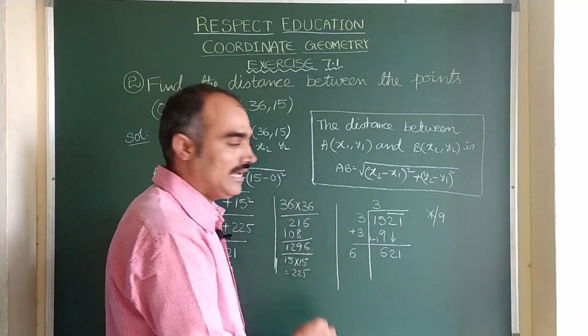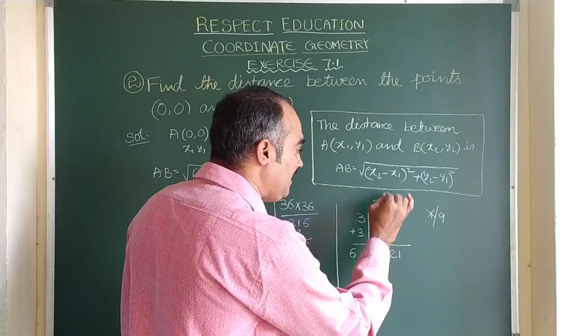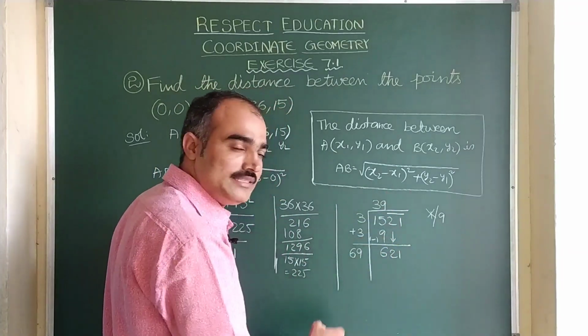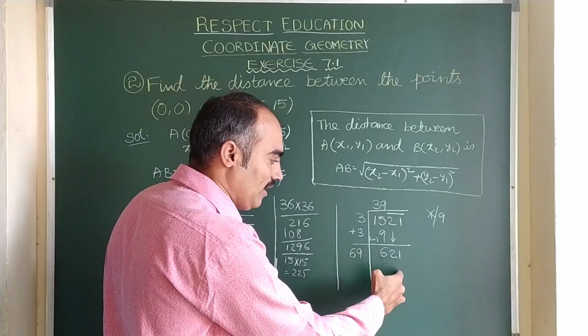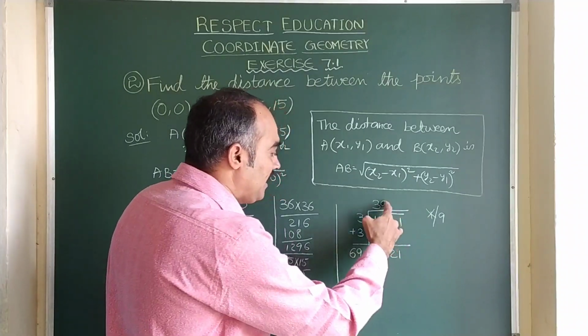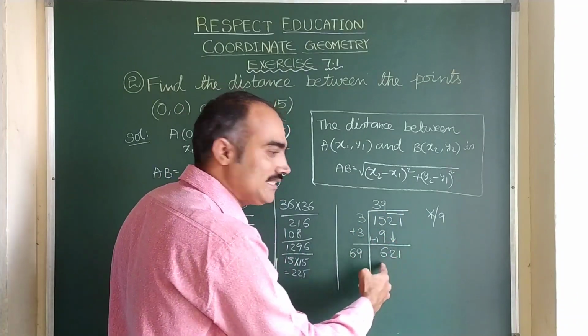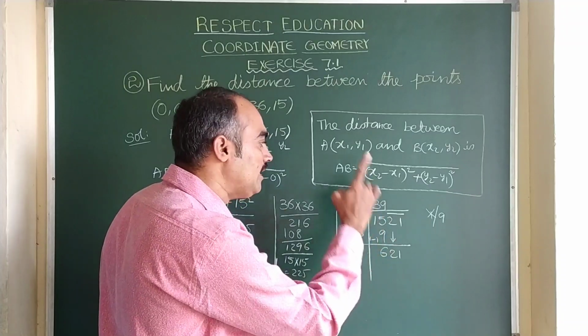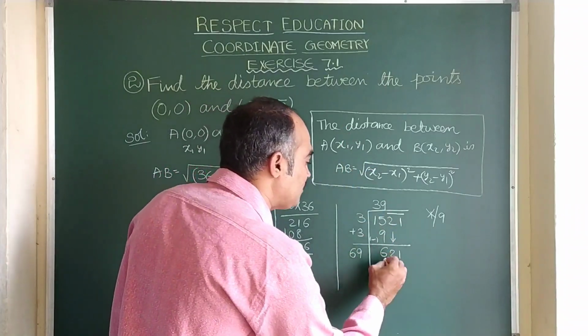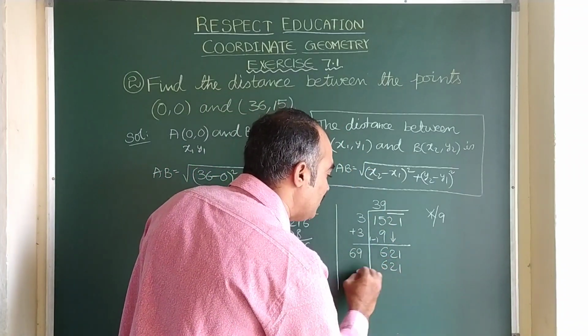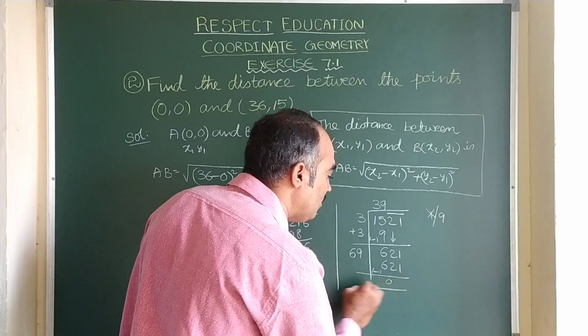Now the next option is 9. So let us write 9 here, 9 here. Let us multiply and check. 9 9s are 81, 1, 8 is left. 9 6s are 54 plus 8 is 62. So we are getting 621. So we can take 9 perfectly. So here 9 into 69 is 621. So on subtraction, we write 0.